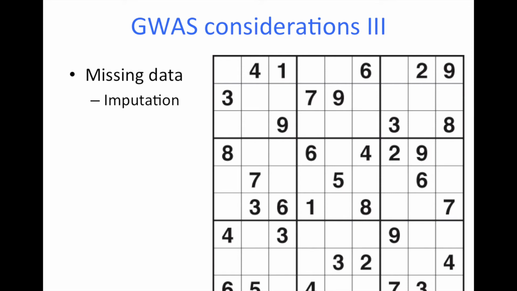And one thing you can do is imputation. Imputation means that you take information surrounding your SNPs, and in this case I'm using just Sudoku to give you an idea of how, even though there are values that are not present, you can use the information surrounding these present values to actually infer the true value.